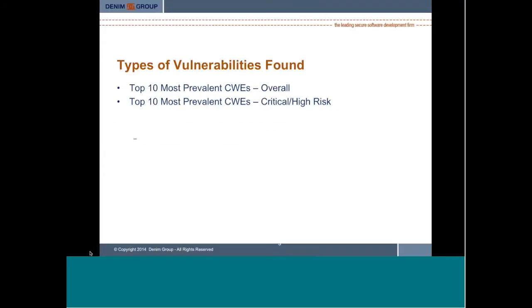And so first we want to look at the types of vulnerabilities found. We'll look at this from the standpoint of the overall types of vulnerabilities that we found most frequently. And what I think is more important is to look at the most serious vulnerabilities. So if we look at the vulnerabilities that were ultimately characterized as having high or critical risk levels, those are the vulnerabilities we probably want to focus on.